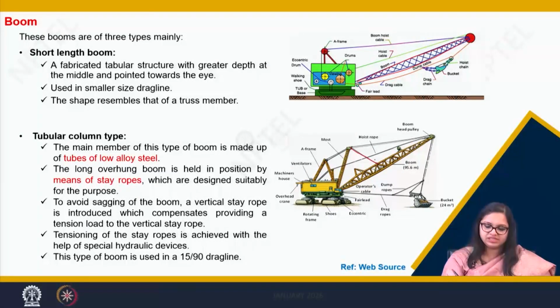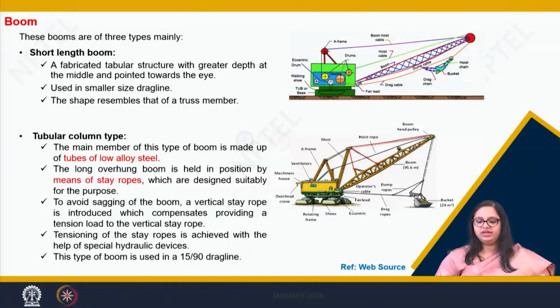So, that is why there are multiple stay ropes. You can see these ropes that are attached here. They are here also, let us say it is connected something like this. So, these multiple stay ropes are used for the stability of the boom while it is in operation.